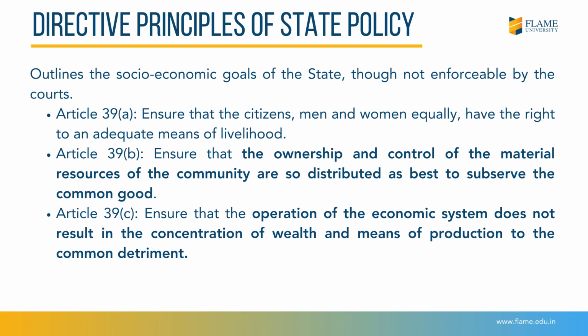For example, Article 39A says that every citizen, men and women, equally has the right to an adequate means of livelihood. That means people can access common land. 39B is more particular, which talks about the ownership and control of material resources of the community being so distributed as to best serve the common good, so that people have equal access to common land. Article 39C also talks about the operation of the economic system not resulting in concentration of wealth, so that common land should not be encroached upon for private purposes.